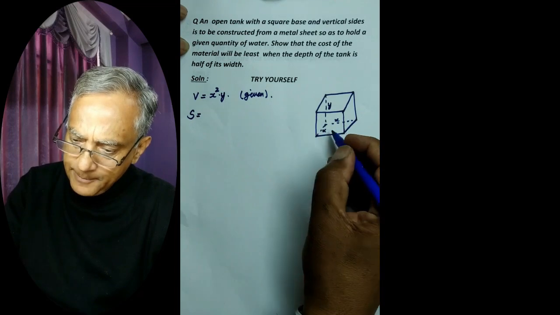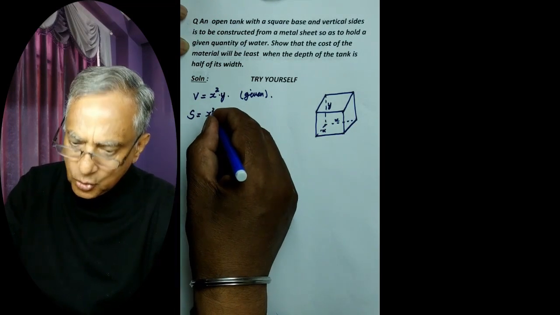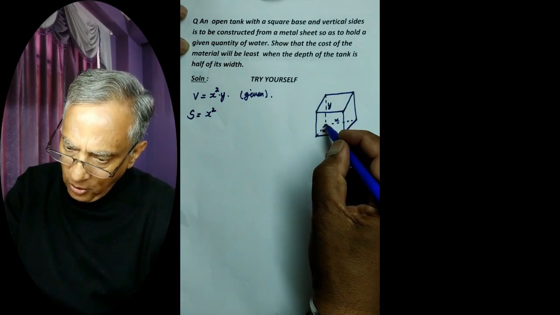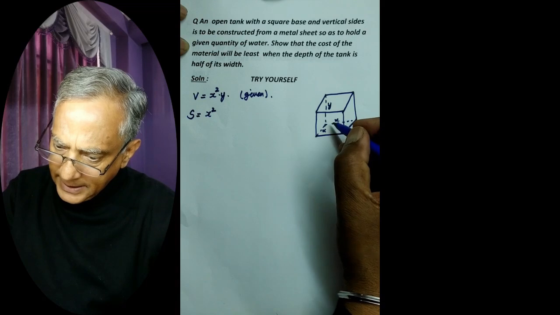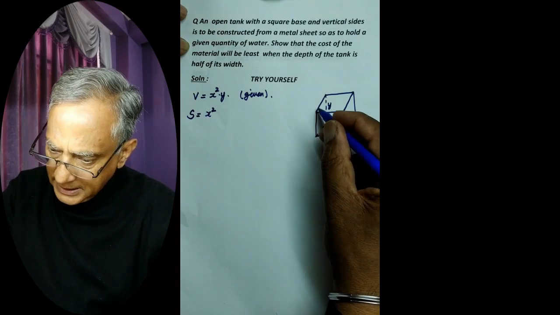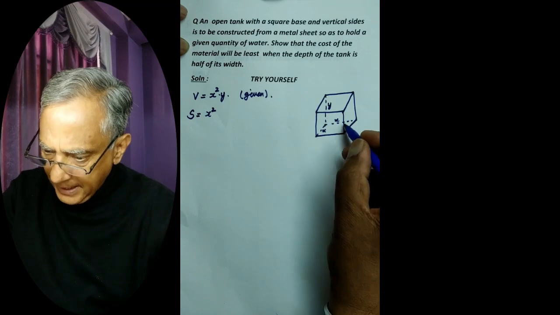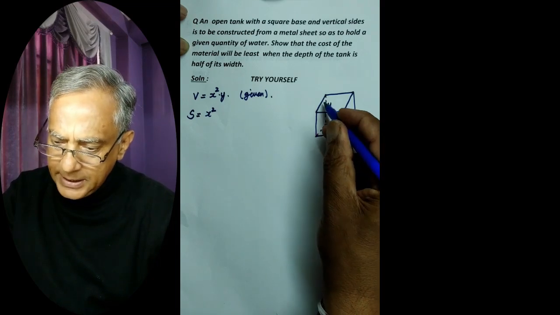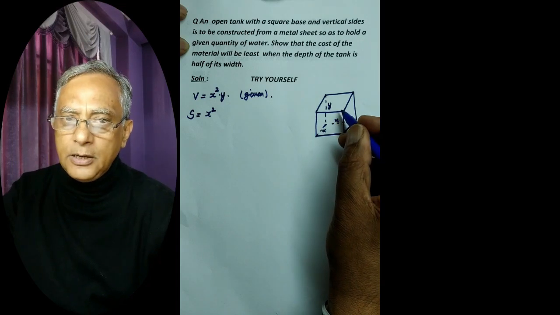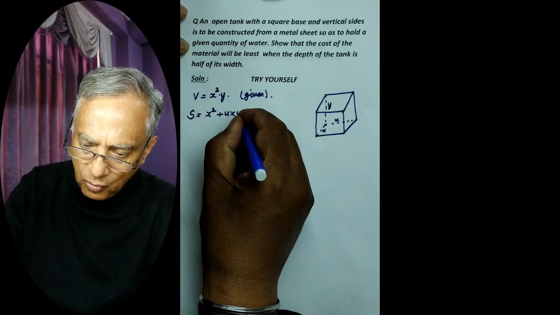Surface area is the surface area of this base, which is x square, and the area of this side, back, will be x into y. This side will be x into y, front will be x into y, this side will be x into y. So 4 sides of area x into y, plus 4xy.